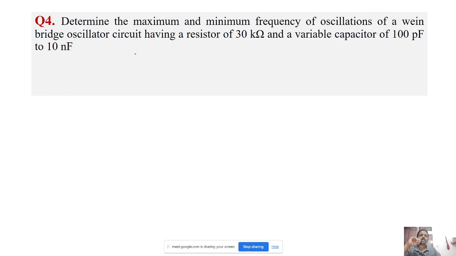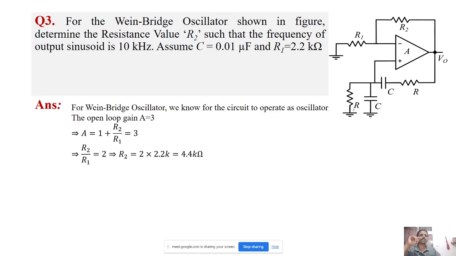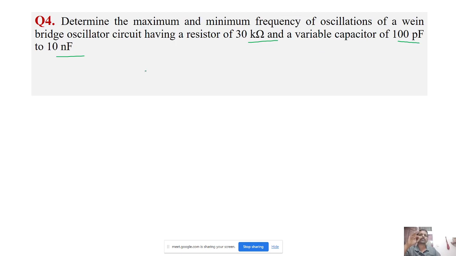Fourth question: determine the maximum and minimum frequency of oscillation of a Wien bridge oscillator circuit having a resistor of 30 kilo ohm and a variable capacitor of 100 picofarad to 10 nanofarad. Here the resistance is fixed while the capacitance is varied. We just need to find the frequency sweep. The frequency is F equal to 1 by 2 pi RC. The resistance is given as 30k, and the capacitance will vary.